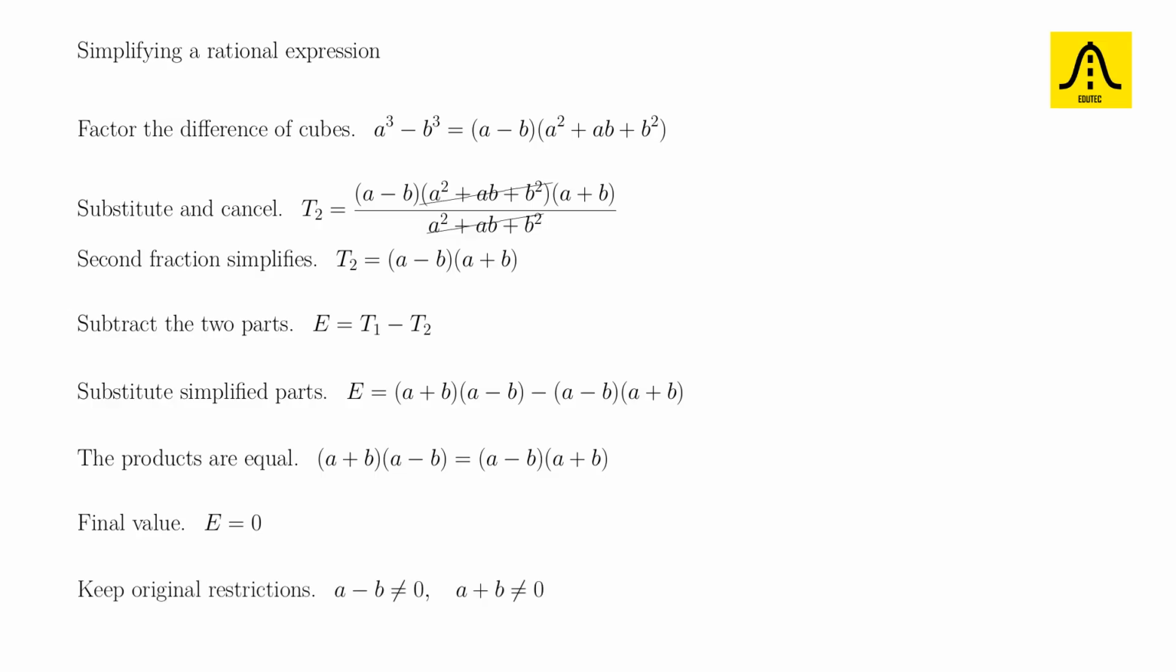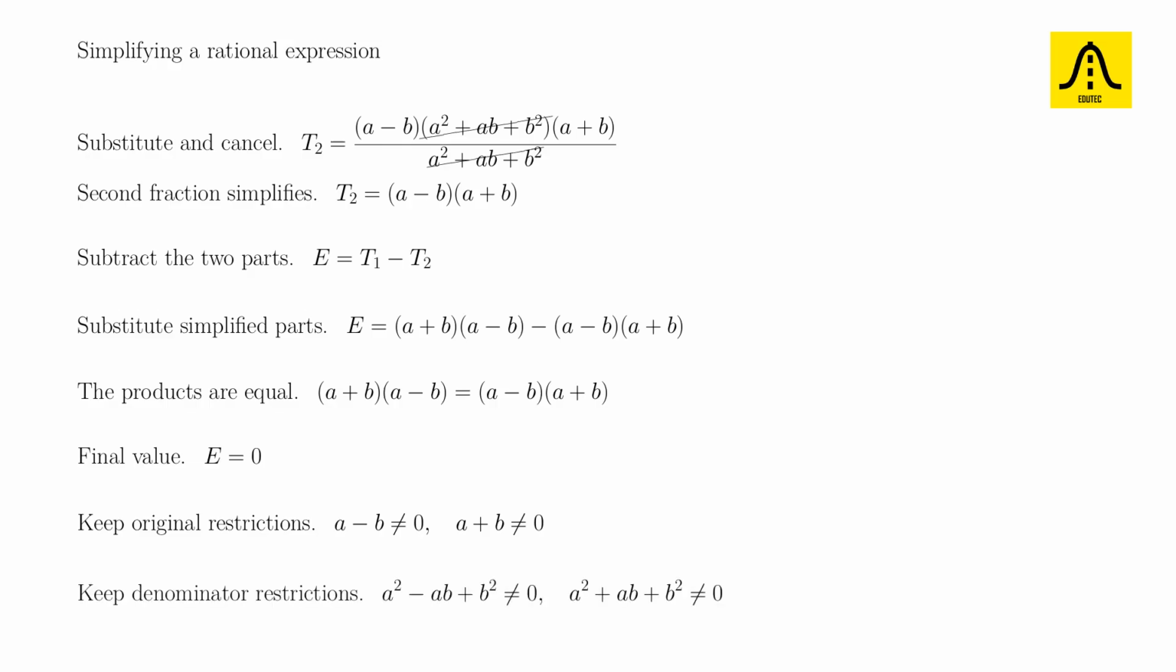The original small denominators cannot be 0, even after simplifying. The large denominators also cannot be 0. Forgetting these restrictions is the common mistake.